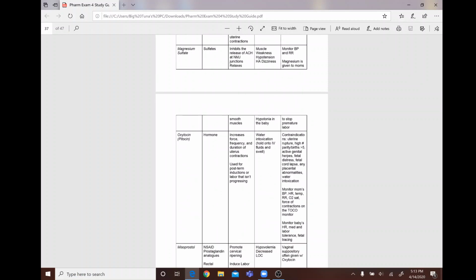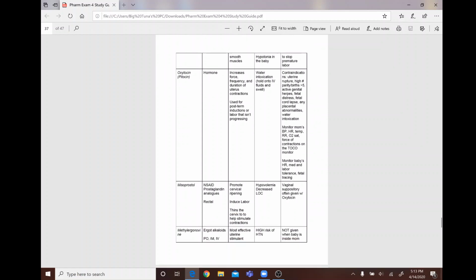Magnesium sulfate is a sulfate. It inhibits the release of acetylcholine at neuromuscular junctions. It relaxes smooth muscle, and can cause muscle weakness, hypotension, headache, dizziness, and hypotonia in the baby. You've got to monitor blood pressure and respiratory rate, and magnesium is given to moms to stop premature labor.